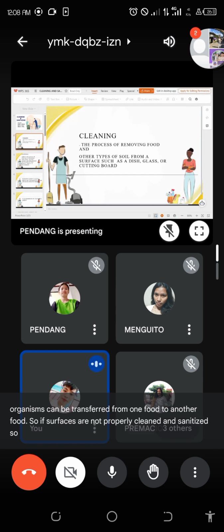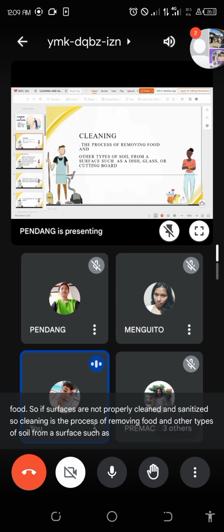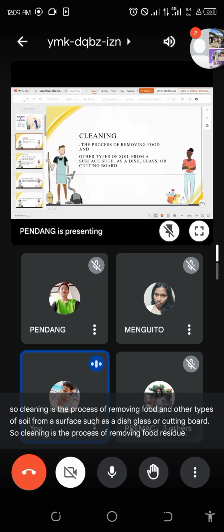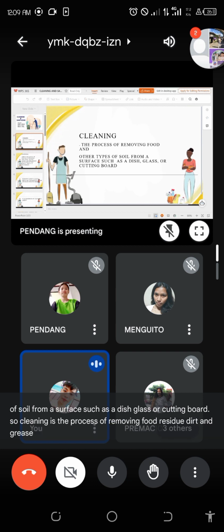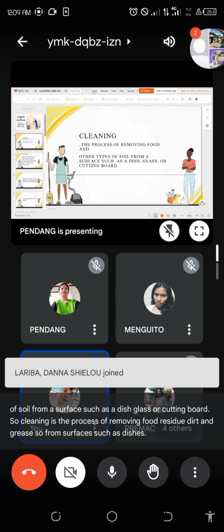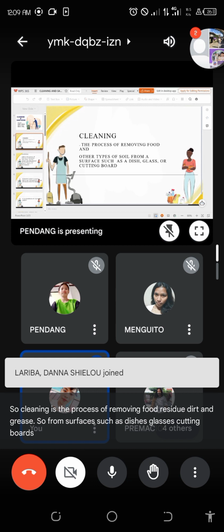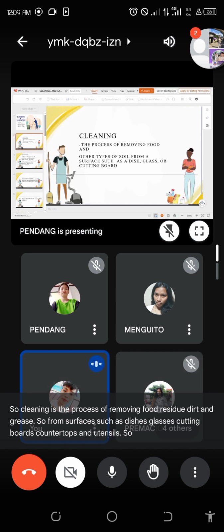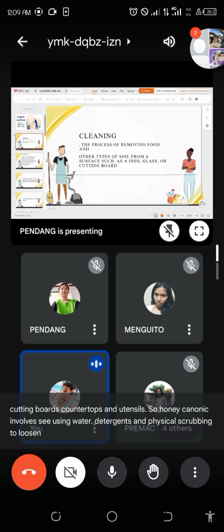So, cleaning is the process of removing food and other types of soil from a surface such as a dish, glass, or cutting board. Cleaning is the process of removing food residue, dirt, and grease from surfaces such as dishes, glasses, cutting boards, countertops, and utensils. It involves using water, detergents, and physical scrubbing to loosen and remove the visible dirt and debris.